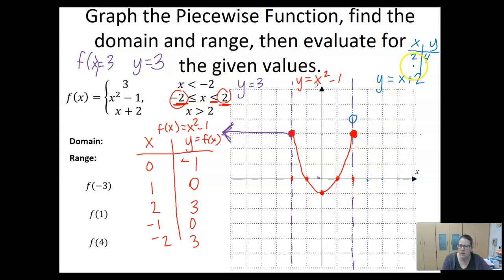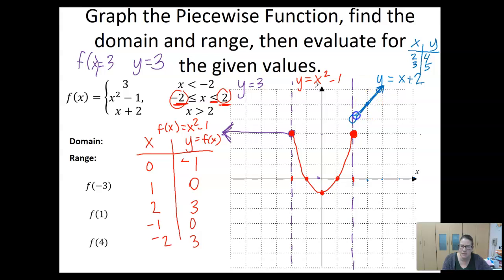So if I put a 3 into the function, I'm going to get 3 plus 2, which is 5. So I'm going to plot the point 1, 2, 3, 1, 2, 3, 4, 5. So it's right there. Now this is a straight line, so I know I can just go ahead and connect that, and it's going to continue up that way.